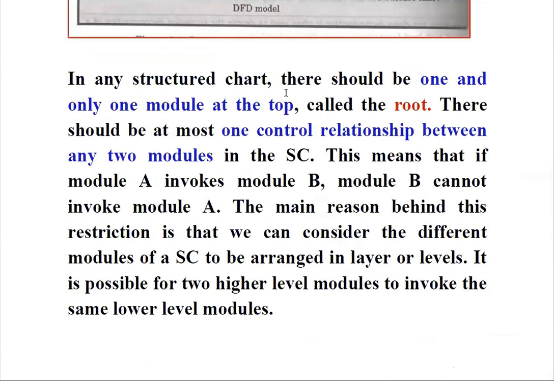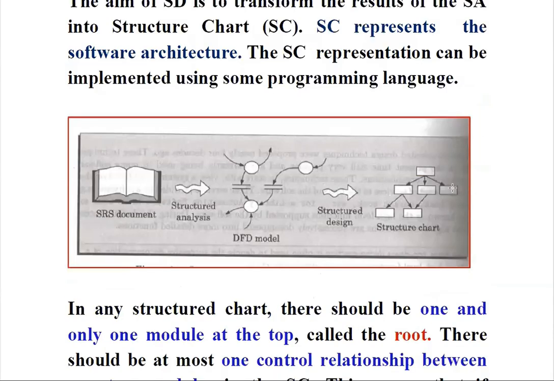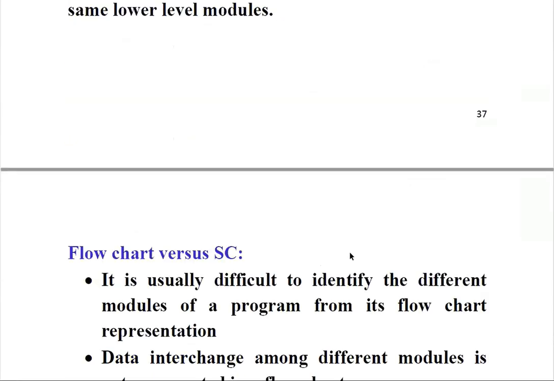In any structure chart, there should be one and only one module at the top, called the root. There should be at most one control relationship between any two modules in the structure chart. Okay, they're talking about the structure chart. Of course, only one root and multiple clients.